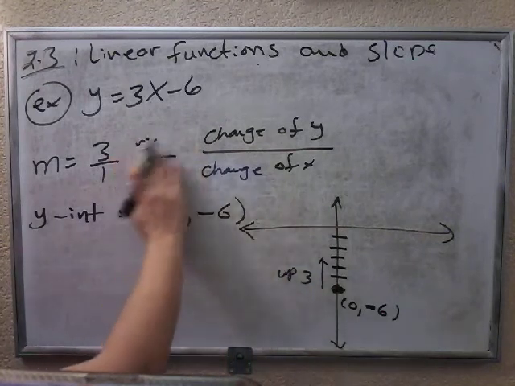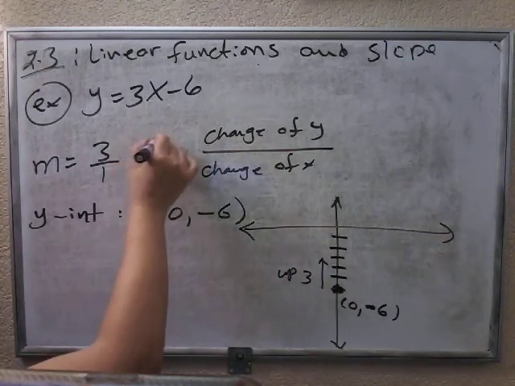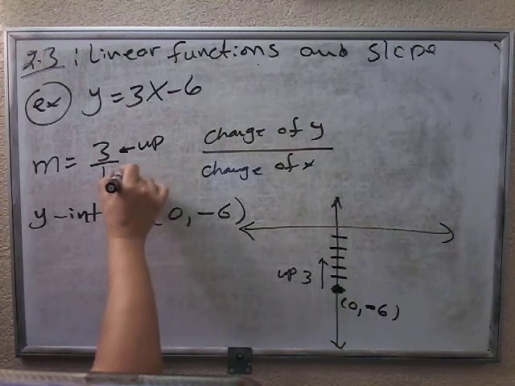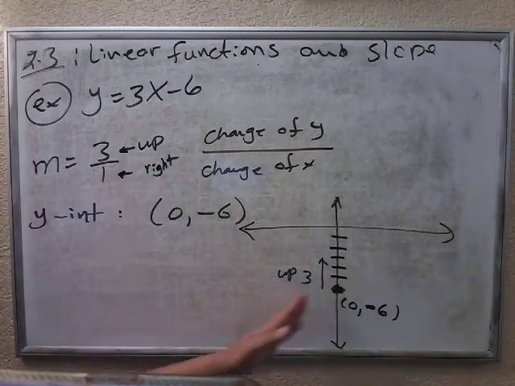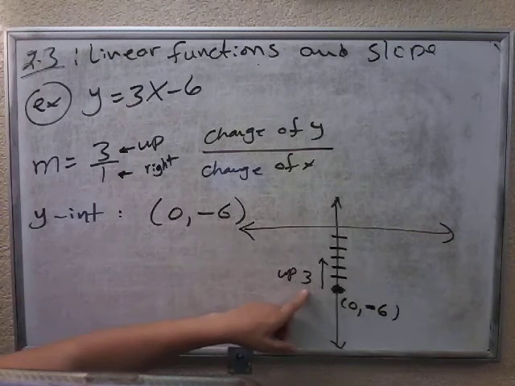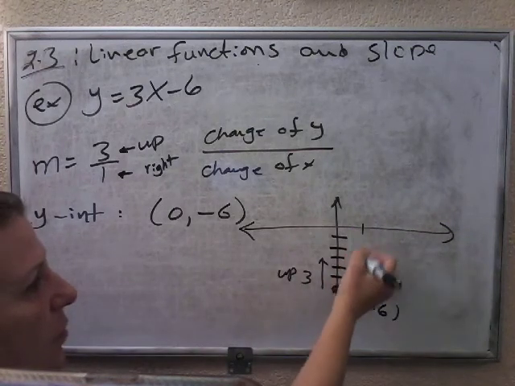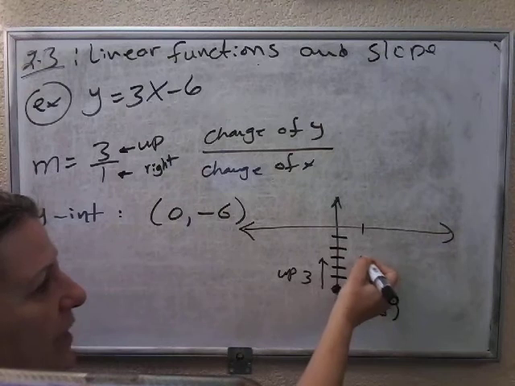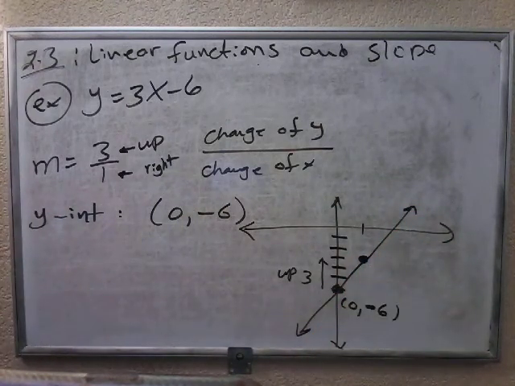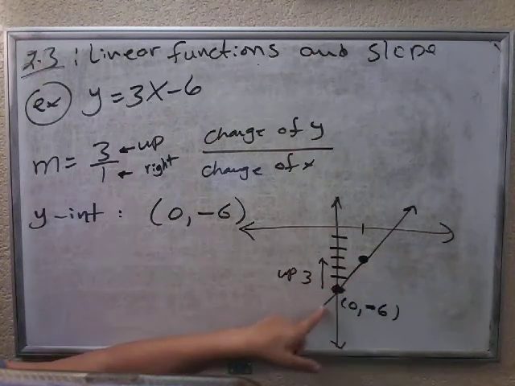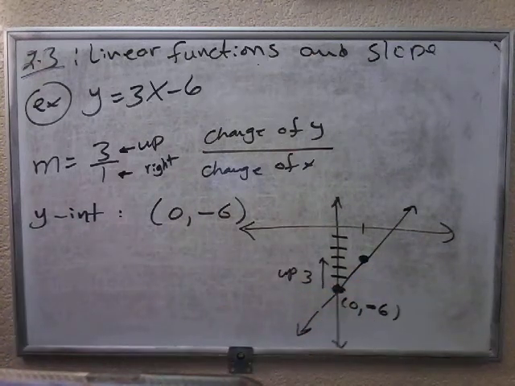So we're going up for this one, right for this one because it's positive. So I went up 3, positive 3. And then right 1 from the point that I stopped. Right 1, here's the point, connect them. Here's the graph of the function using slope and y-intercept.